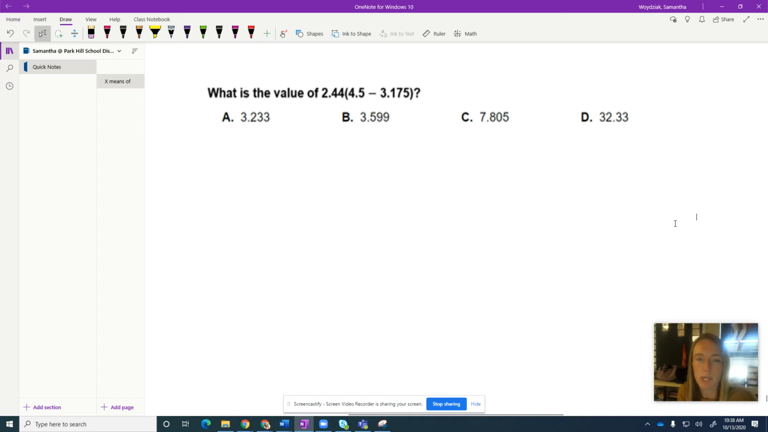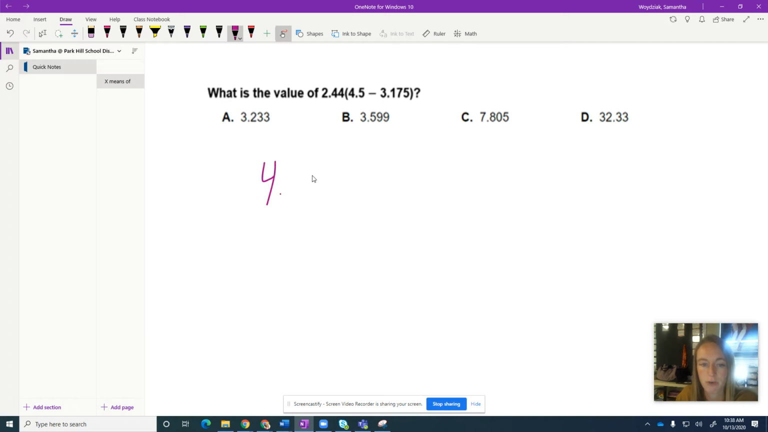Now we are going to work on following order of operations whenever solving problems that involve decimals. So here we go. We have 2 and 44 hundredths, and then in parentheses 4 and 5 tenths minus 3 and 175 thousandths. So we know from order of operations that we do PEMDAS. We do parentheses first. So this inside of the parentheses we're going to do first.